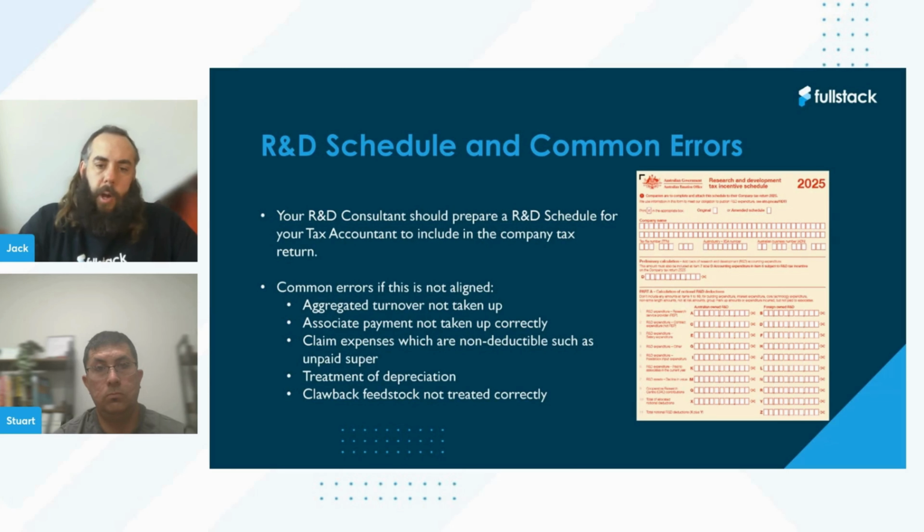There are some common errors, and we do see where people sometimes prepare their own schedule. There are frequently errors, so it's very important that you get someone that's very experienced with the R&D tax incentive to assist you with this. There are clawback, feedstock, treatments of depreciation, non-deductibility of super. There are a whole range of things that aren't immediately obvious to people that don't deal with this kind of work day in, day out.